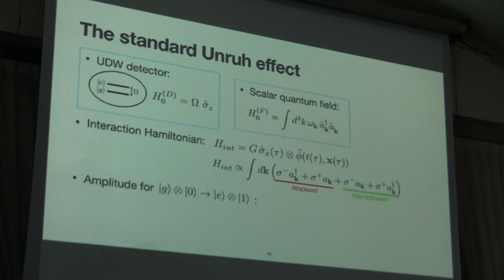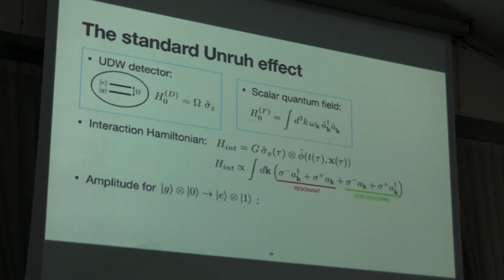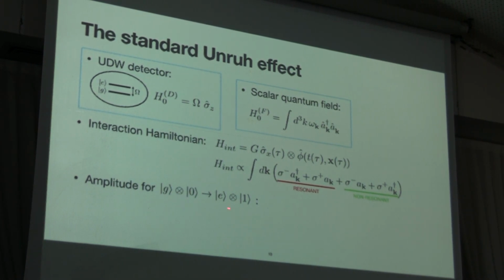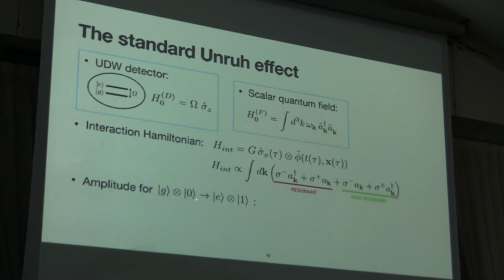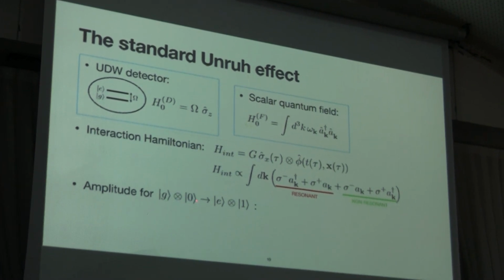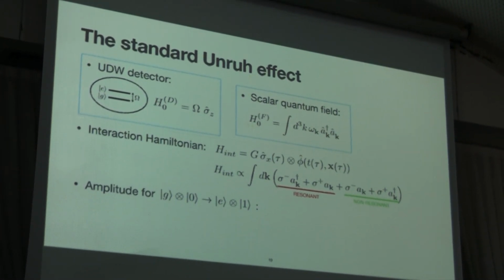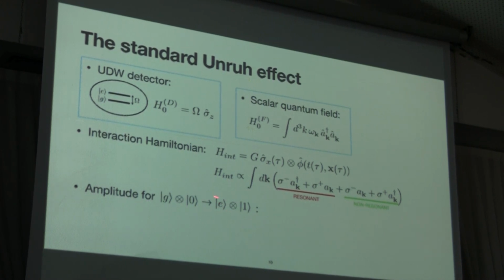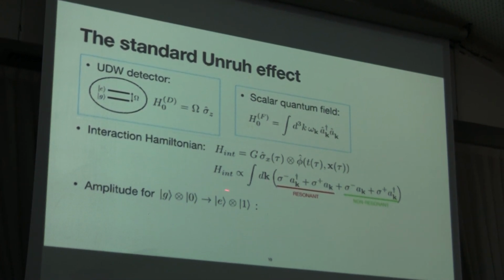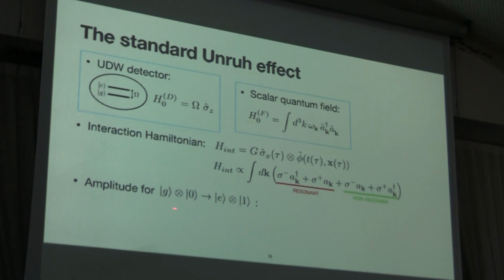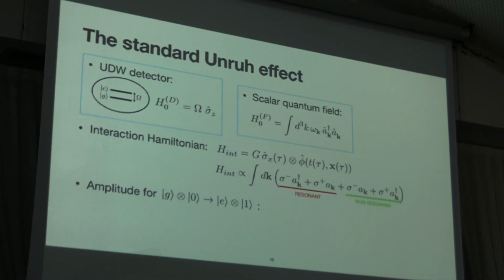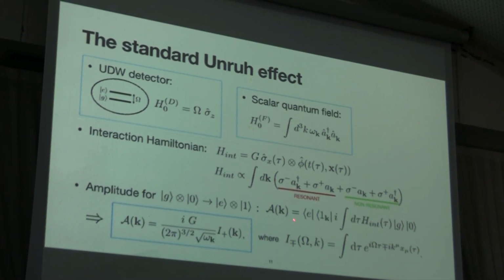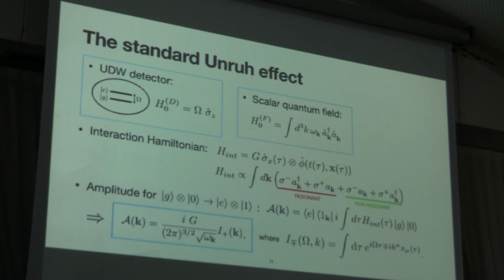And in the standard Unruh effect, what we do is compute the amplitude for this kind of transition, where we start out in the ground state of the detector and the vacuum state of the field, and we want to know what the amplitude is for the detector becoming excited. We don't care so much about what happens to the field, so we only care about exciting the detector while starting out in the ground state of both the detector and the field.